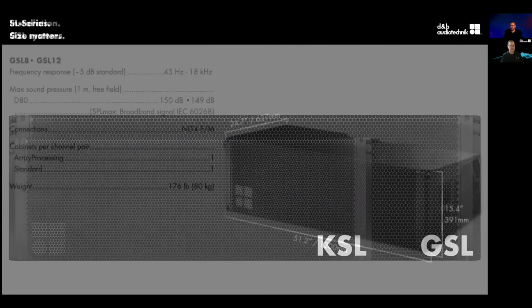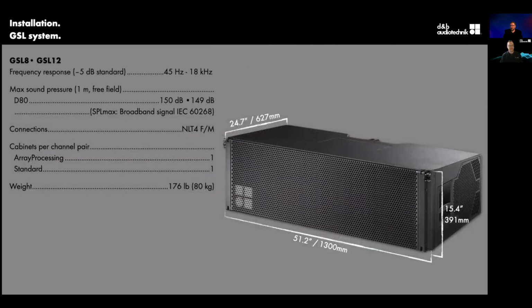So let's look at the specs here. Starting with the GSL, there's a GSL 8 and a GSL 12. If you're not familiar with the naming structure here, the 8 would be the horizontal pattern, so that's 80 degrees of horizontal coverage, and the 12 is 120. This is a very powerful box, not only with SPL, but also being able to go down to 45 hertz. But still relatively lightweight, considering some of the other products that are out in the market, at 176 pounds or 80 kilograms.